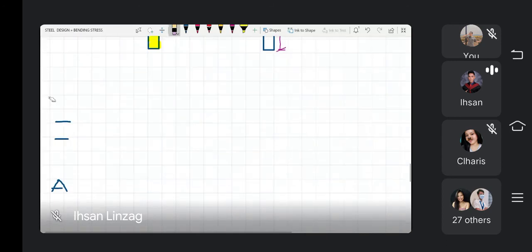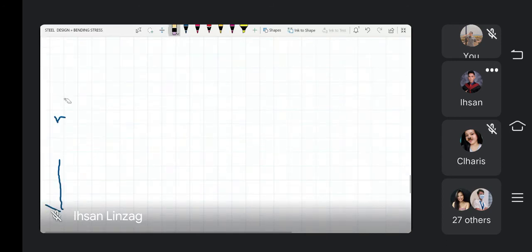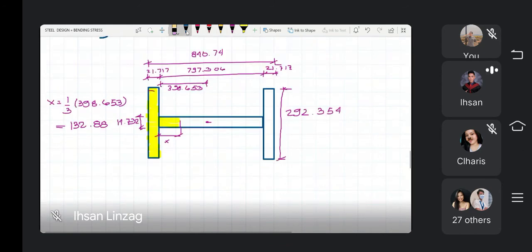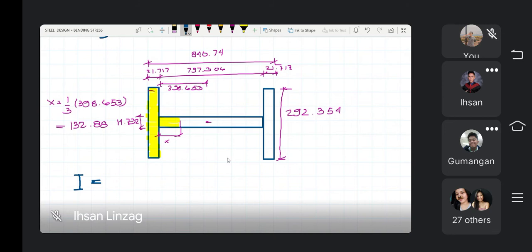Intindihin nyo na lang to kapag nag-ano na kayo. Hindi ko pa na-erase to. So, kukunin na natin yung moment of inertia para makuha natin si radius of gyration. So, ang moment of inertia natin, kapag rectangular yung section, what is the moment of inertia? Anyone from the class? BH cube over 12. Correct. So, that is in centroid ha, pero iba pa yung transform formula since nakasenter lang sila.